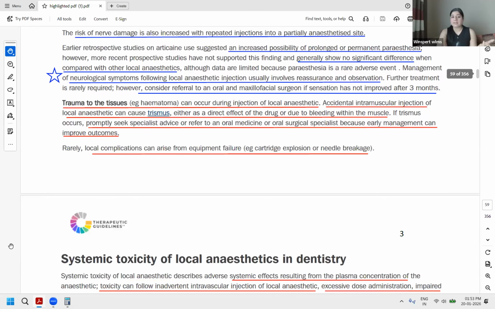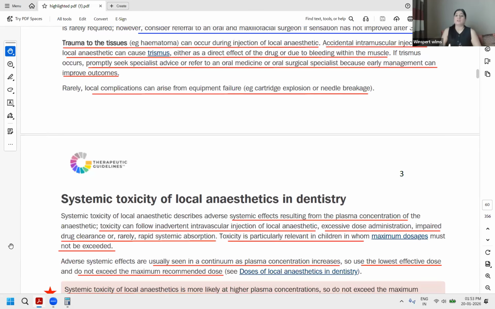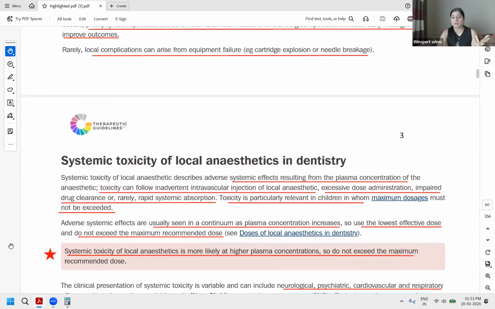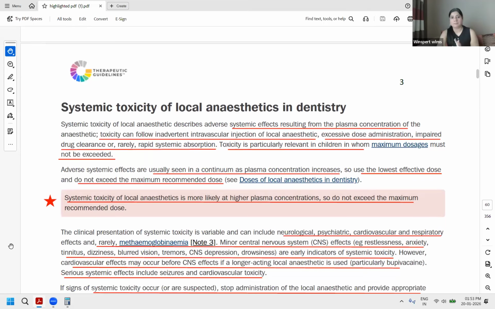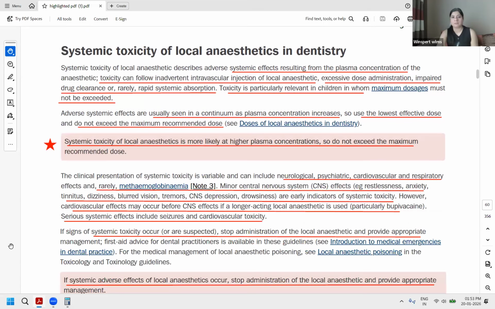Trauma to the tissues directly can also lead to local injuries. Hematoma can happen, trismus can happen. Immediately do the specialist referral. Serious problems like cartridge explosion or needle breakage also rarely can happen, but still immediate management with specialists.